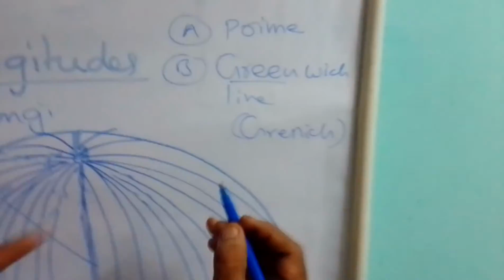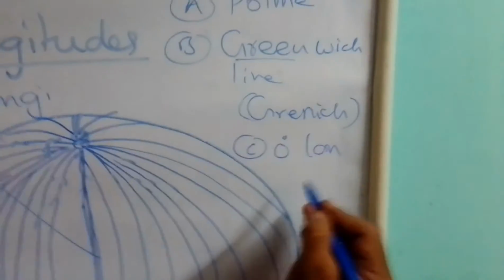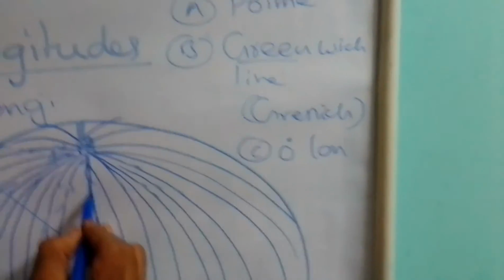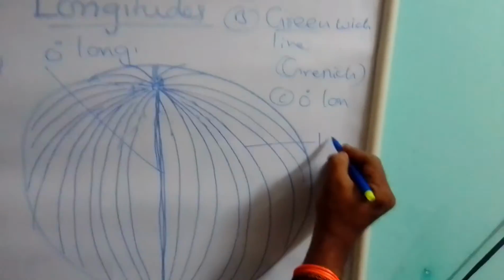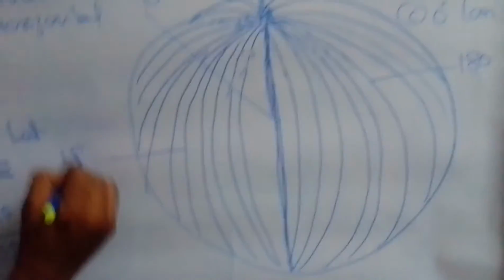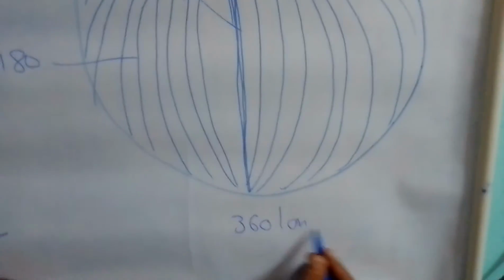Greenwich. So it is also called 0 degree longitude, and it is the basic line for drawing all the remaining longitudes. It means from Greenwich line up to the east side we draw 180 vertical lines, and in the west side we draw 180 lines, totally 360 longitudes.